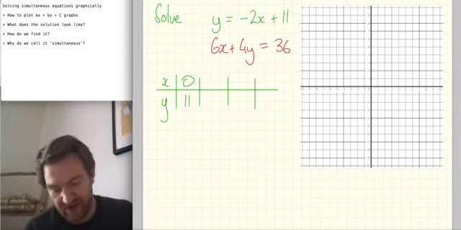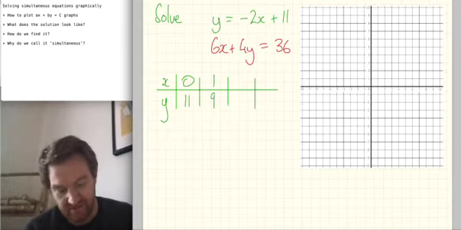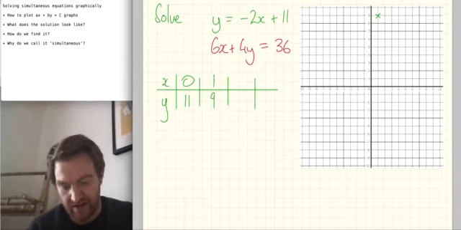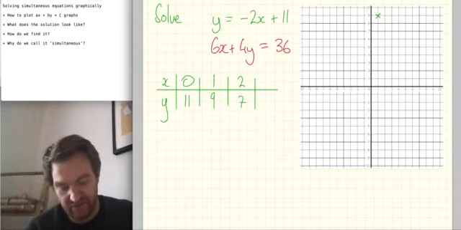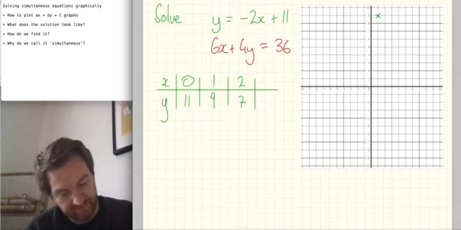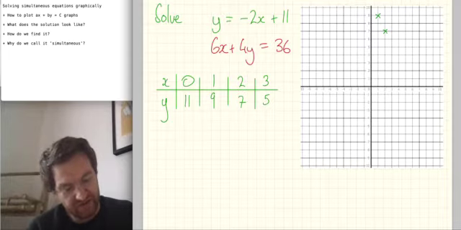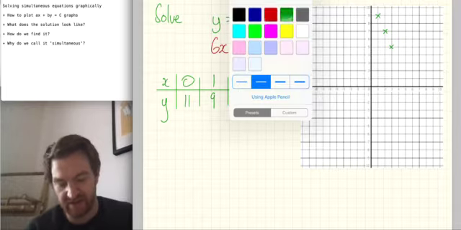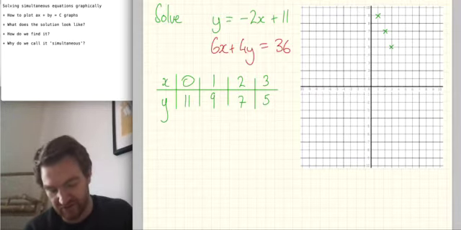So what about if x was 1, y would be 9. So I know that one will fit on my scale, plot the point. I could try if x is 2, y would be 7. And if x was 3, y would be 5. So sometimes it won't always work with your intercepts. So it's only a sometimes solution, but it's a good thing to try.